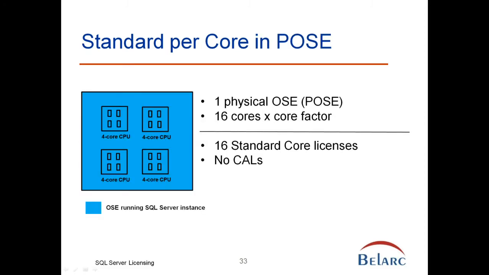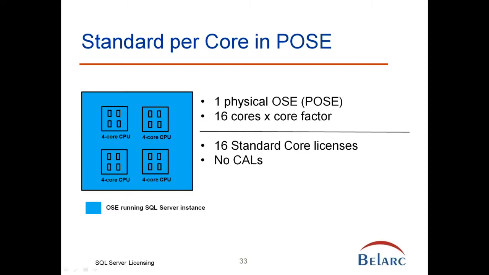All right, so let's do some examples. So first, we'll do an example where we're using the per core licensing rules of a SQL Server installation in the physical operating system environment. So we have the same computer we saw earlier that has 4 CPUs and 4 cores in every CPU. So there's a total of 16 cores, and that means you need 16 licenses.